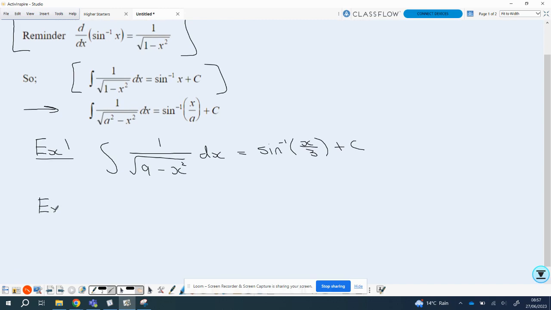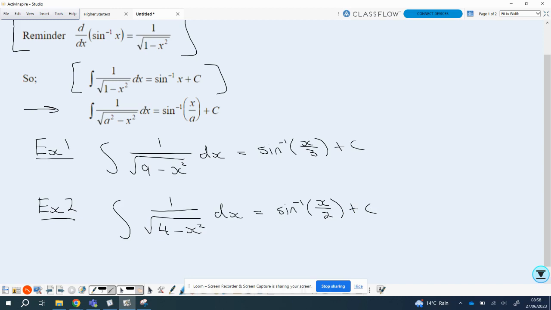Look at the second one. You'll see they work very, very similar. We get 1 over the square root of 4 minus x squared dx. Similar idea, we're going to get the sine inverse function. But this time my a value would have to be 2, because 2 squared would have to give me 4. So I get sine inverse x over 2 plus my constant c. So that's the first rule there, where I get sine inverse.